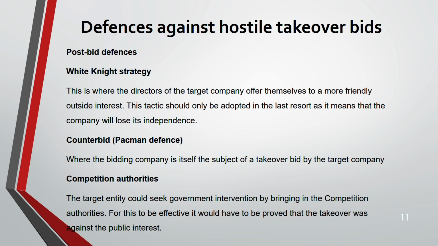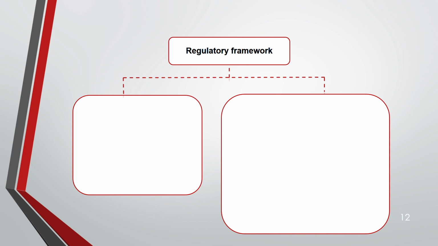Competition authorities: you can call for government intervention. How? By bringing this issue to the eyes of the competition authority. Okay? And remember, this will prove effective, that means they themselves will stop this acquisition, only if you can prove that this takeover is against public interest. If it is proven, you are saved. Okay? So that's it for this lecture.